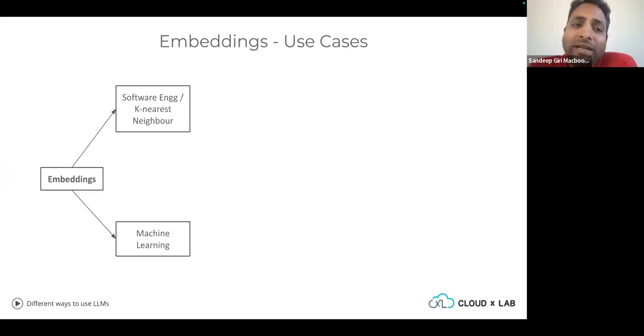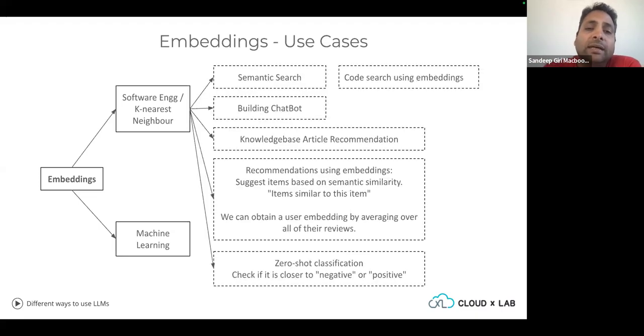All right, now what can you do with embeddings? There are two ways to use embeddings. The first way is using software engineering things, say k-nearest neighbor. I don't call k-nearest neighbor machine learning because it's essentially a for loop where you try to find out what is closest to something, or what are the closest neighbors to something. Using k-nearest neighbor, you can do many things.